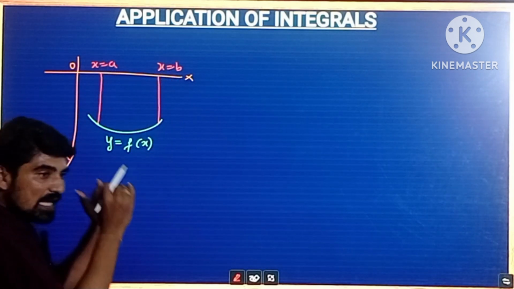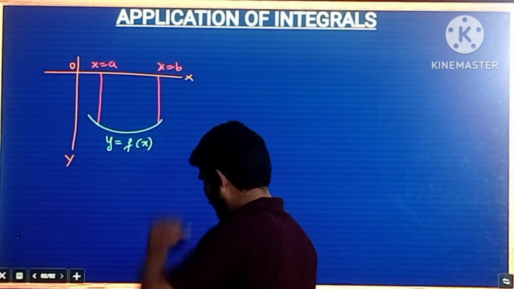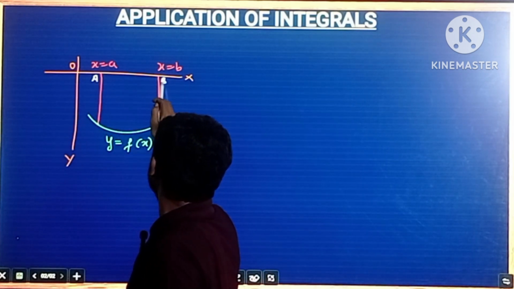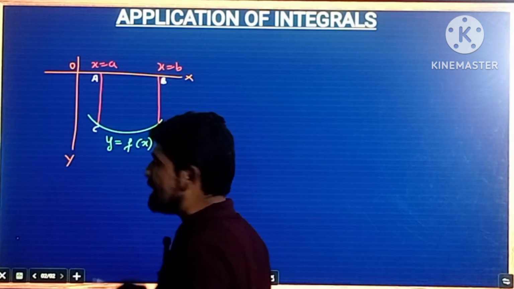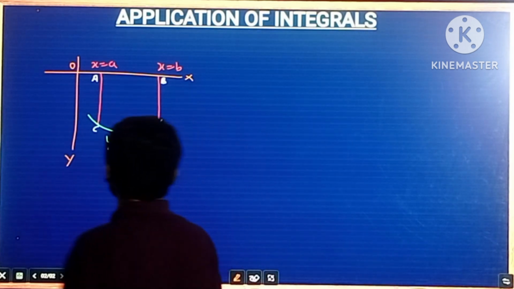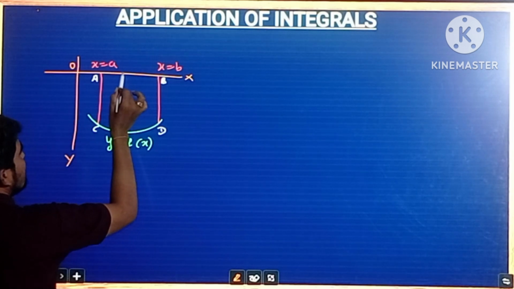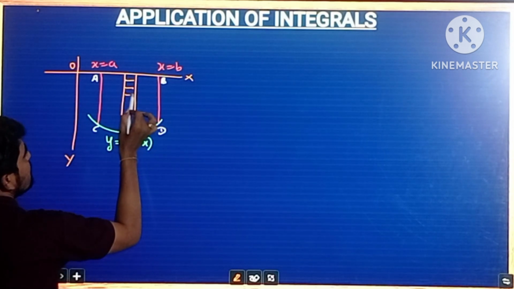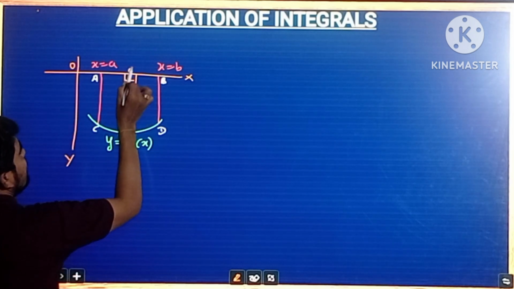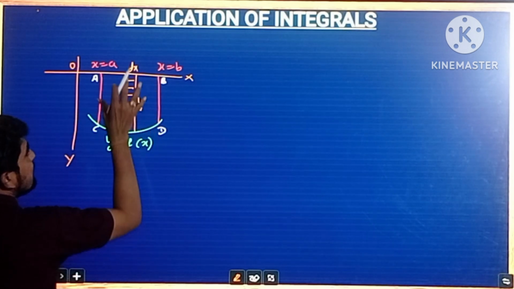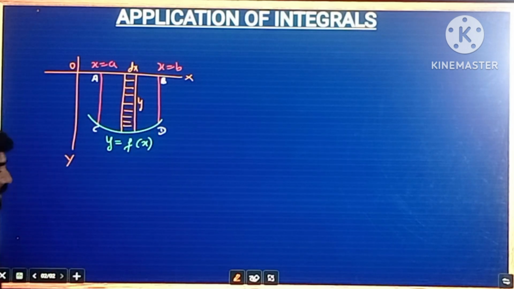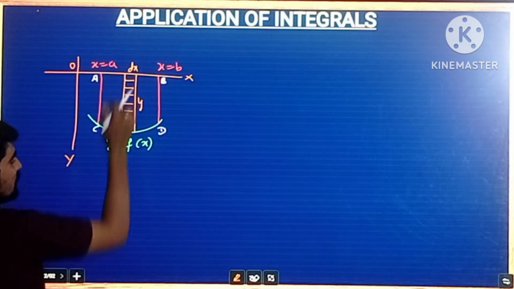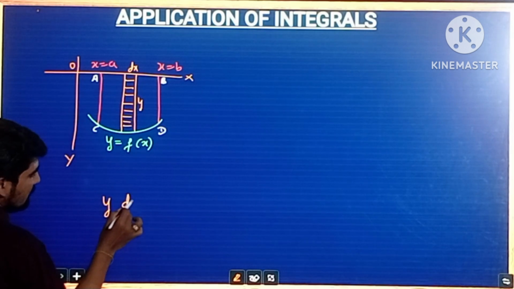Here the required area is in the fourth quadrant, and to find this required area ABCD, again the same technique. I am going to consider one of the vertical rectangular strips of width dx, length y inside the required area ABCD. It means the area of this vertical strip is length into breadth, that is y into dx.